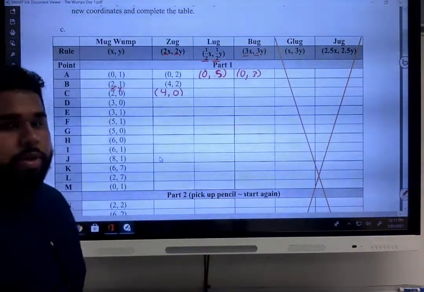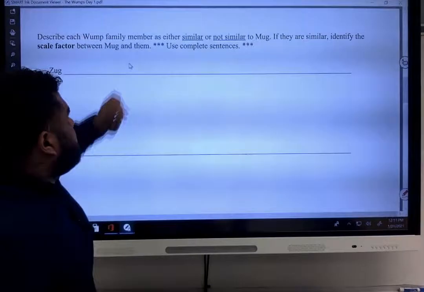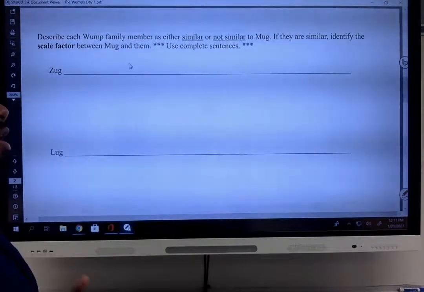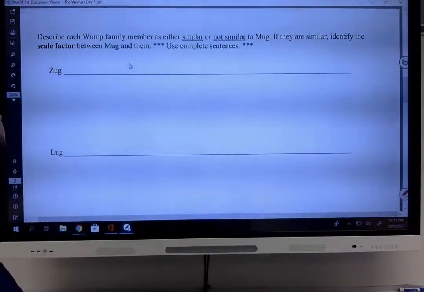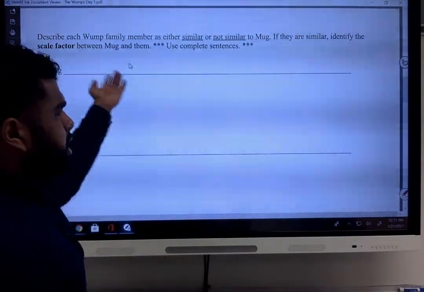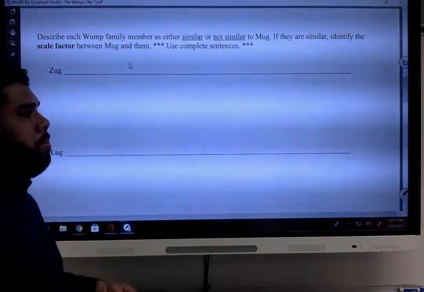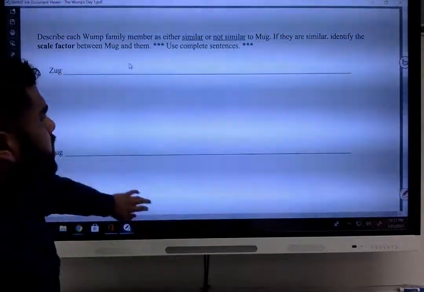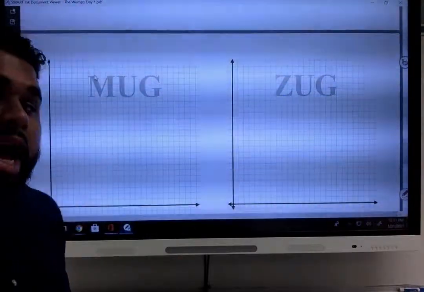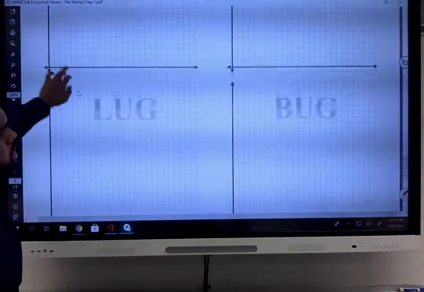Okay? So this is what you're doing for all of these columns, right? Okay. Now when it gets to here, it says, describe each Wump family member as either similar or not similar to Mug. If they are similar, identify the scale factor between Mug and them. Okay, so if they're similar, tell me that, yes, Zug is similar or Zug is not similar. Okay, and then tell me what the scale factor was between Mug and Zug, right? Okay, and then if we scroll down, okay, this part again, you don't have to do the graphing, but if you do, it's going to be extra credit, okay? So let's keep on scrolling.